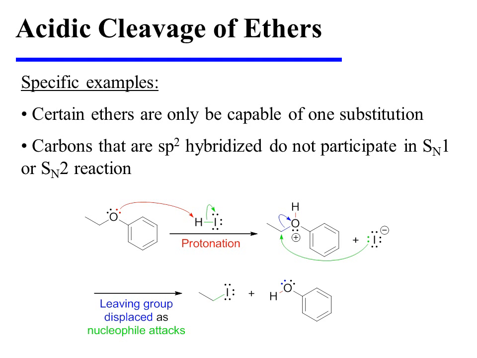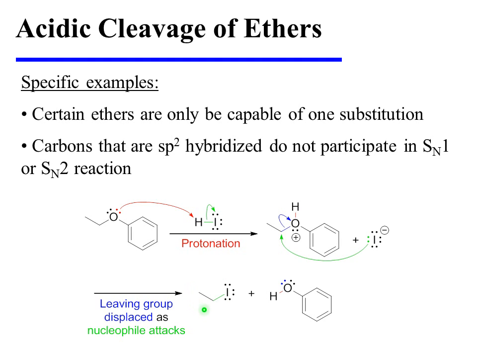It's also worth noting that certain ethers are only capable of a single substitution. Carbons that are sp2 hybridized, like this center in the substrate, will not participate in SN1 or SN2 reaction. So in this specific example, the ether is first protonated by HI, and only one carbon attached to the oxonium ion is reactive. This center is a primary center, and so iodide attacks in SN2 fashion, displacing phenol as the leaving group.